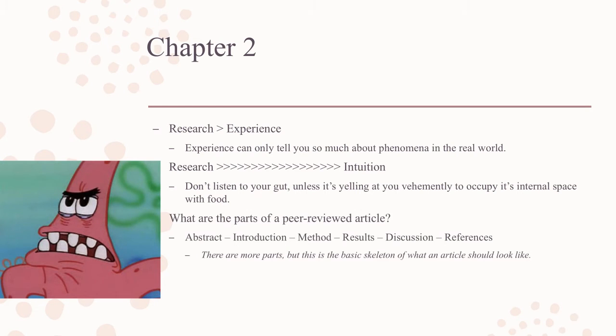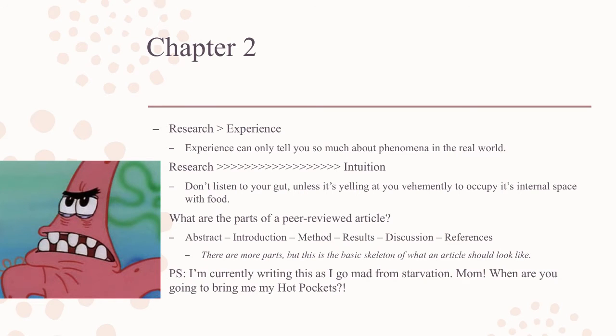What are the parts of a peer-reviewed article? We have our abstract, intro, method, results, discussion, references. And obviously there are more parts, but this is the basic skeleton of a peer-reviewed article.